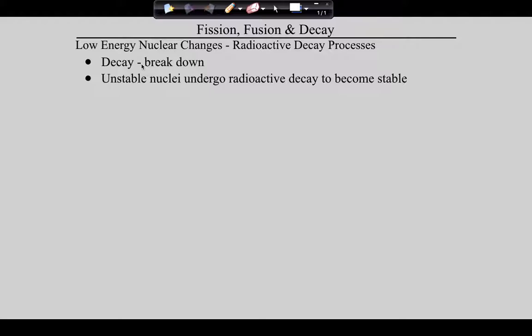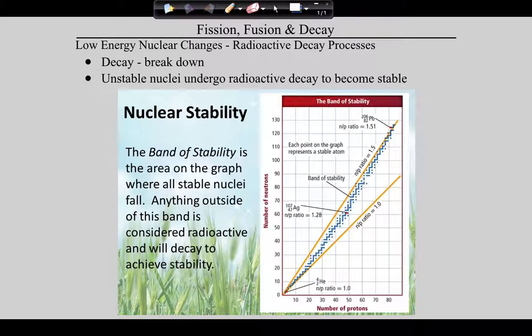All right. So here's where we're at. We understand that there are strong nuclear changes, fission and fusion, but we can also have these lower energy changes that we call decay or radioactivity. What's happening is that unstable nuclei are becoming more stable. In order to understand this, we need to talk about stability. Obviously you can't draw this, but take a look, give it a read, and then we'll talk about it. Start on the left.